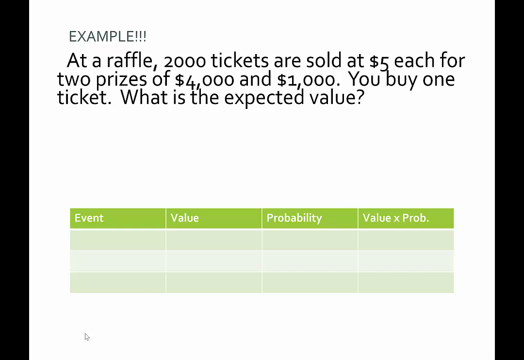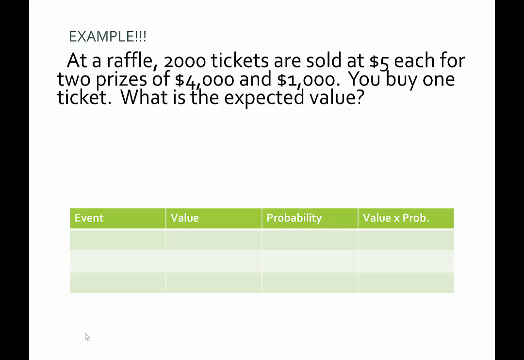Okay, last example. At a raffle, 2,000 tickets are sold at $5 each for two prizes, one of $4,000 and one of $1,000. You buy one ticket. What is your expected value? We're going to just go right to the table this time. I'm cutting all ties with hand holding in this one. Also, I encourage you, as always, pause the video and see if you can get it.